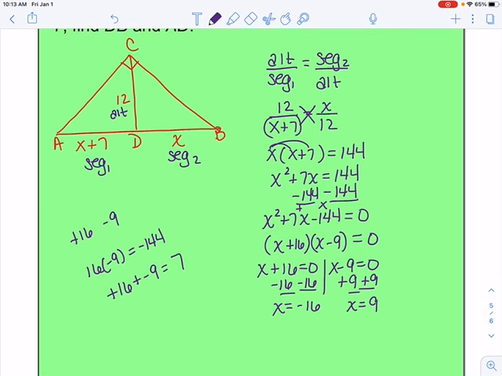I can't have two answers here, and hopefully one is pretty obvious to throw out. If we're talking about the length of the side of a triangle, you can't have a negative length. So we're going to get rid of that negative 16. So x is 9, which means that segment 2, or DB, is 9. But we also wanted to find AD. If x was 9, I'm going to do 9 plus 7, and that gives me an answer of 16. So AD is 16 and DB is 9.